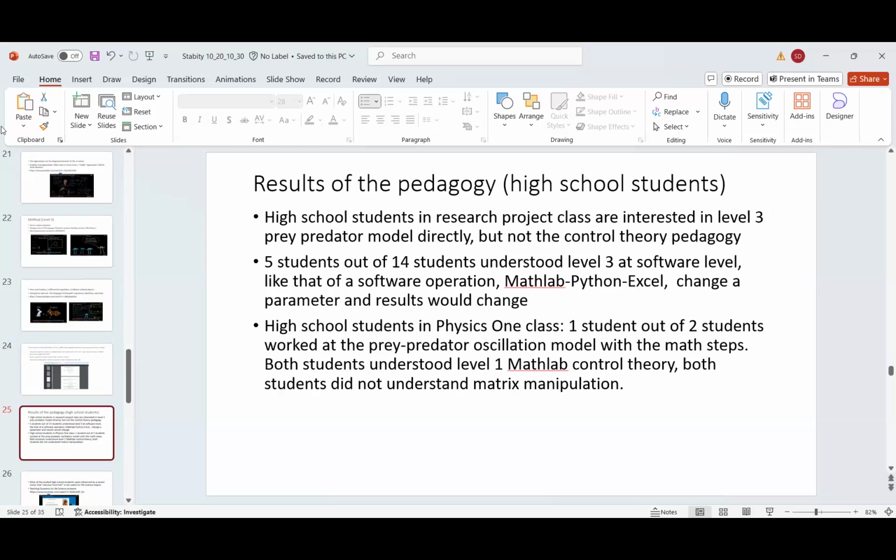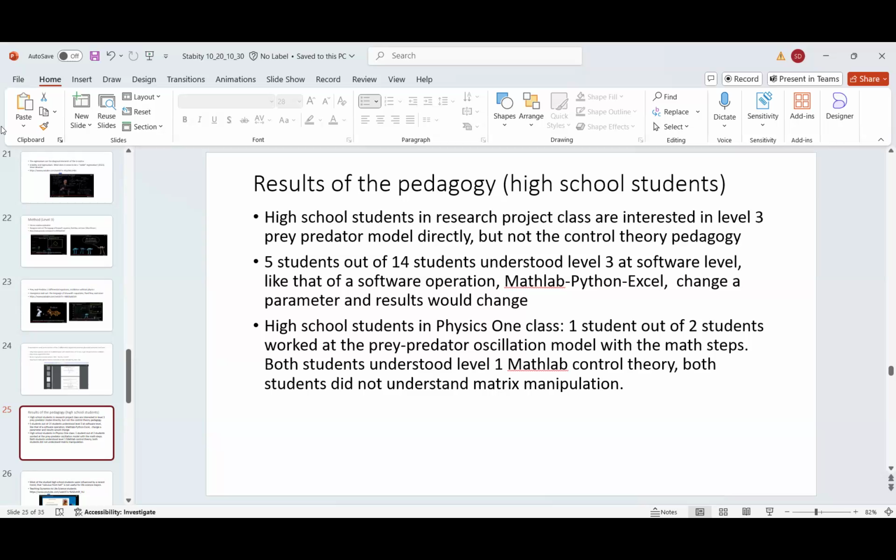And results of the pedagogy in the case of high school students. High school students in a research project class are interested in the level 1 predator-prey model directly, but not in the control theory pedagogy. 5 students out of 14 understood level 3 at software level, like that of software operation, MATLAB, Python, Excel. Change the parameter, results would change.